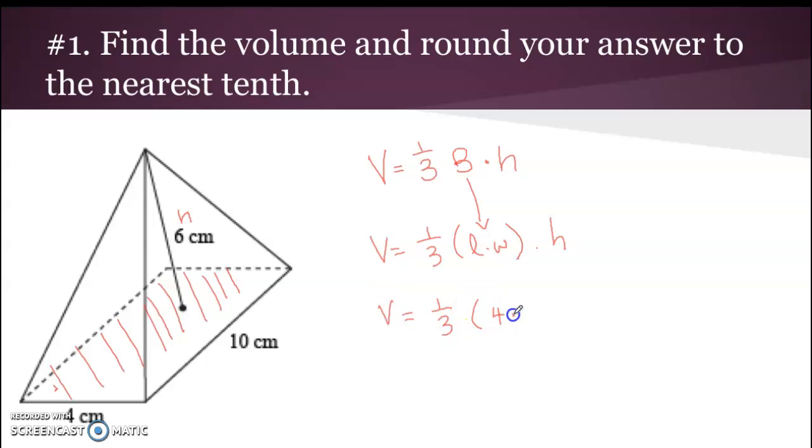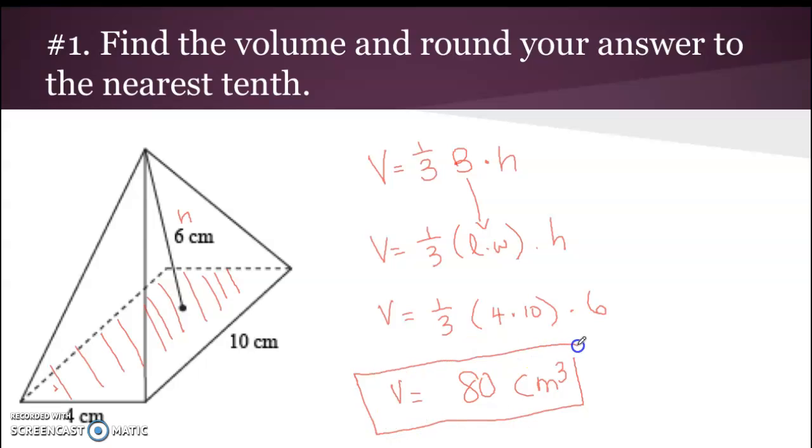1/3 times 4 times 10, and the height is 6. So let's go ahead and plug everything in your calculator. So go ahead, 1/3 times 4 times 10, and times that by 6, and we want to round it to the nearest tenth, but it's actually a whole number, which is 80. That's fine. Centimeters cubed, don't forget. Here we go. Make sure you get that answer.